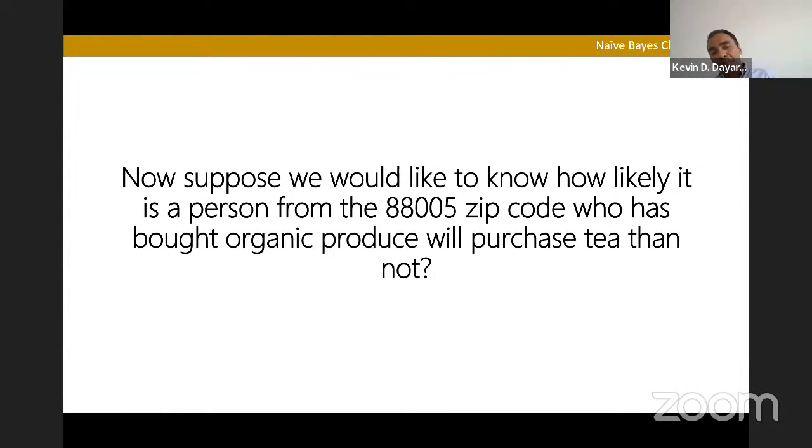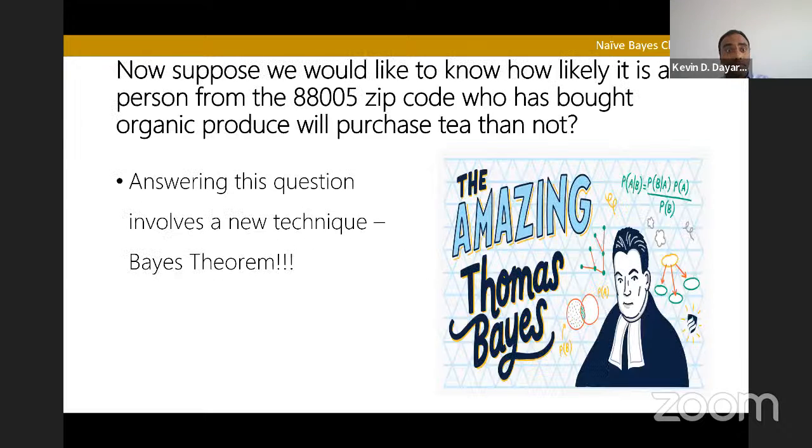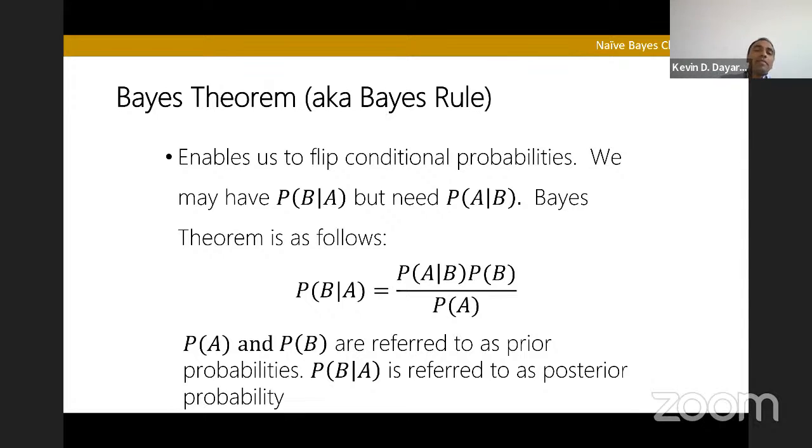So now suppose we'd like to know how likely it is that a person from this zip code 88005 who has bought organic produce will purchase tea, or not. This involves a new technique known as Bayes' theorem. This work was published by the Reverend Thomas Bayes a couple hundred years ago, and it was done posthumously, I believe. This is Bayes' theorem.